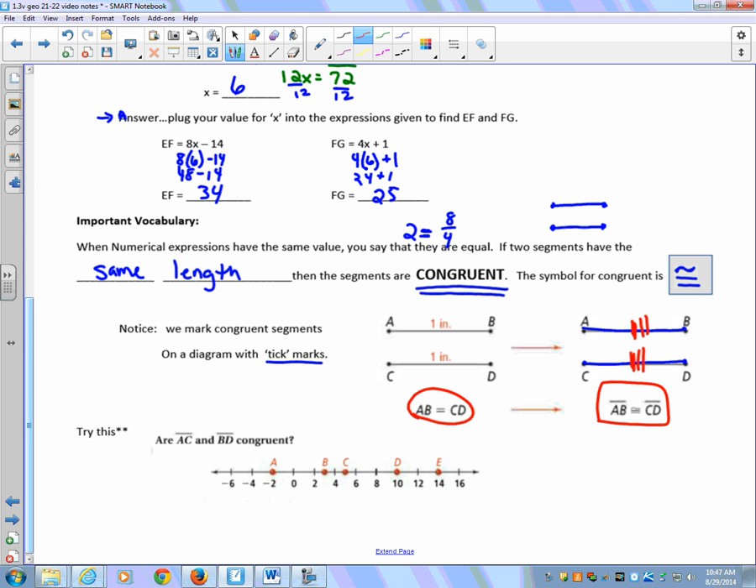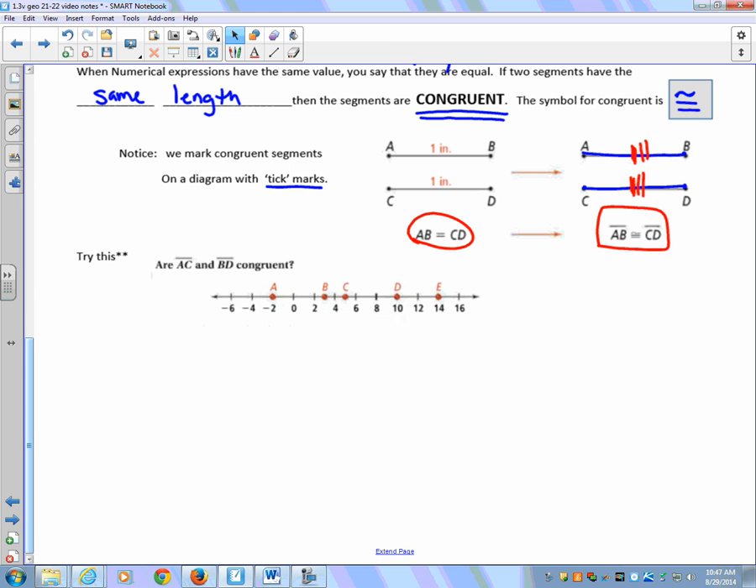So look at this diagram. The question is, are AC and BD congruent? We are going to find the measures of AC and BD first to decide whether they are congruent, because if the lengths are the same, then they are congruent. So we're going to go back to our absolute value to find AC.